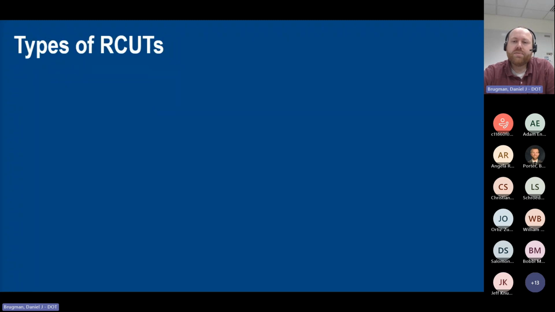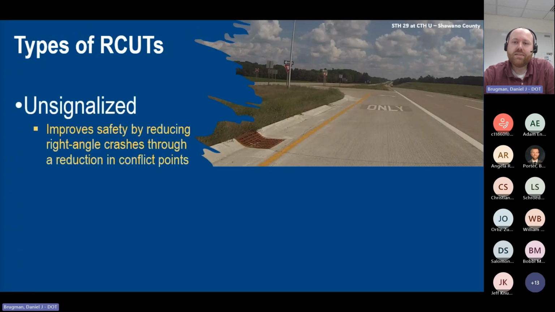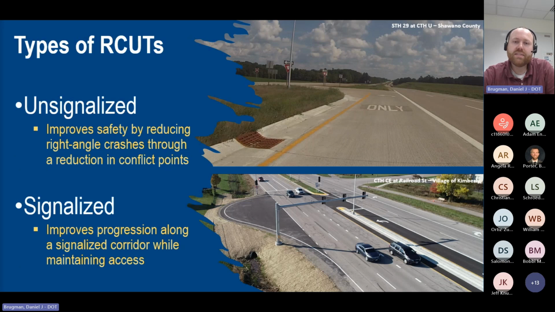There are two main categories of RCUT intersections: unsignalized RCUTs and signalized. Unsignalized RCUTs are often used to reduce those right angle crashes through that reduction in conflict points. Signalized RCUTs vary slightly, and they're most often used to increase capacity by improving signal progression along a signalized corridor. That's accomplished by simplifying signal operations, so there is more available green time for the major roadway. Today's presentation is going to focus more on the unsignalized version of RCUT, because that's what WisDOT has been primarily using, but the same general principles apply to the signalized versions of RCUTs.